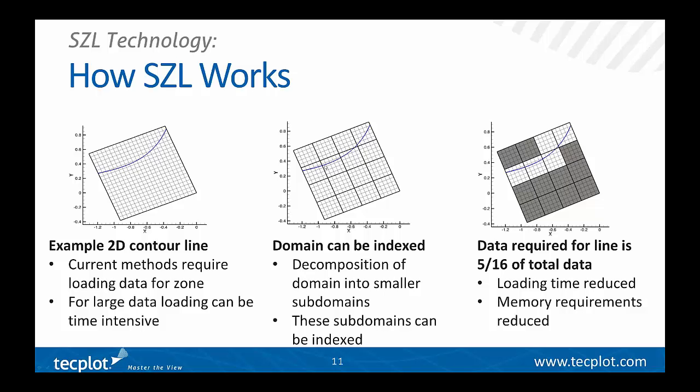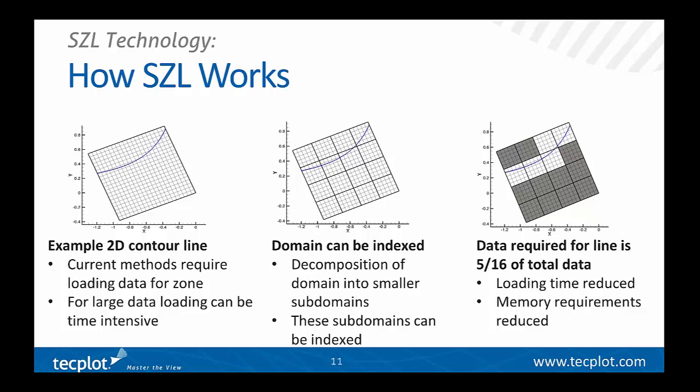So we've created these domains. We've actually saved the ranges for the variables in that domain. And we only load, if you look on the right, that data where the value of the contour line is within that data range. In this case, it only loads 5/16 of the total data. That means it reduces the time to load the data and reduces the memory requirements. In most cases, it's much larger, of course. We were actually applying SZL to three-dimensional zones, so the scaling in most cases actually works better in 3D than in 2D.